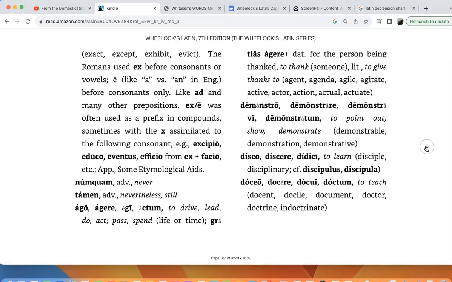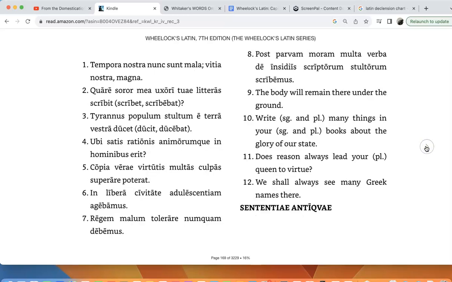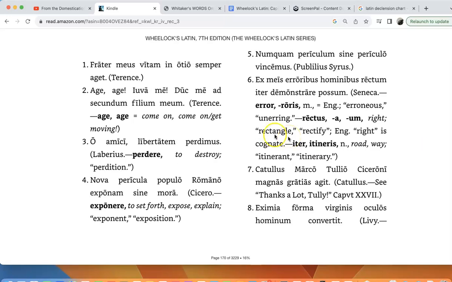And as noted, do the self-tutorial exercises for which you have the answers in the back of the book before we do the sententiae antiquae, which presuppose that you've done the things that we just mentioned. All right, let's go into the examples here.